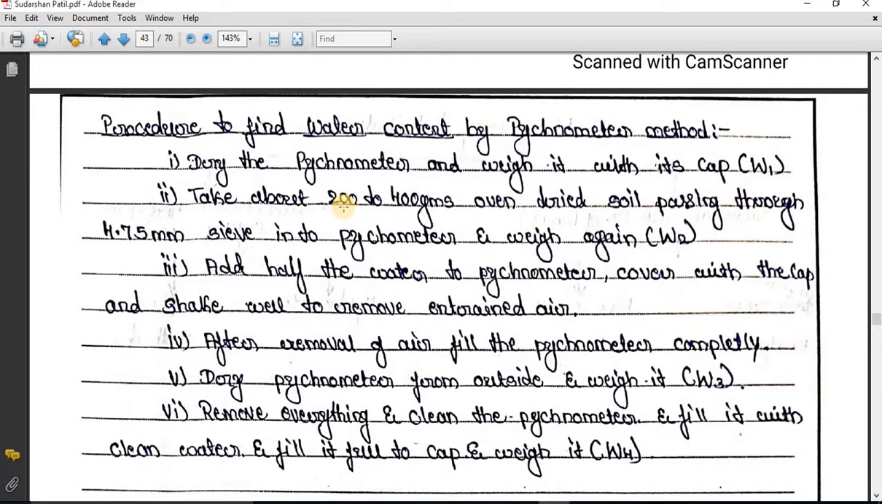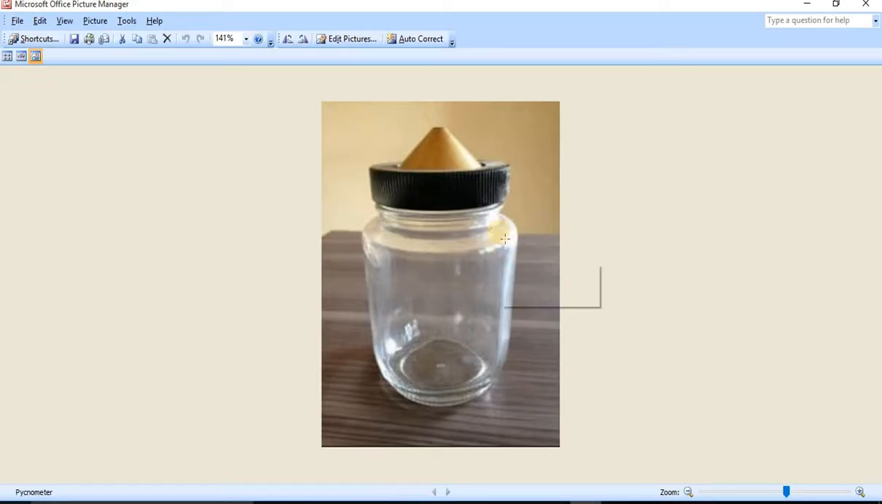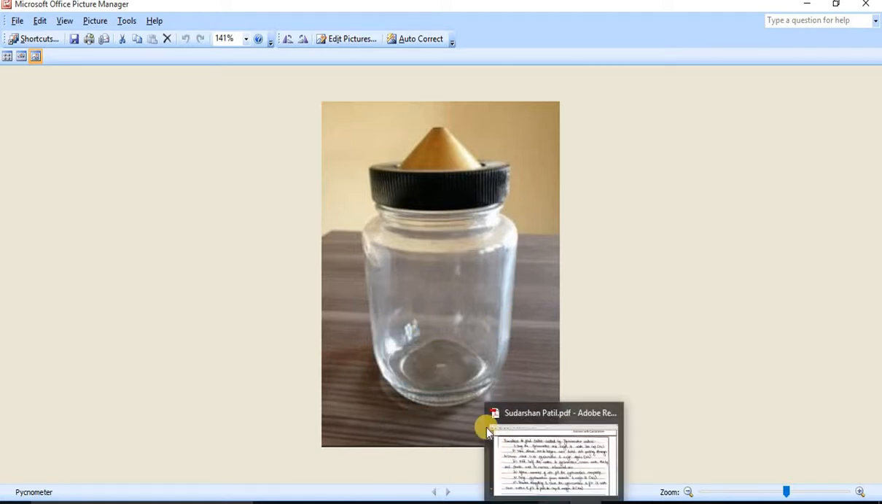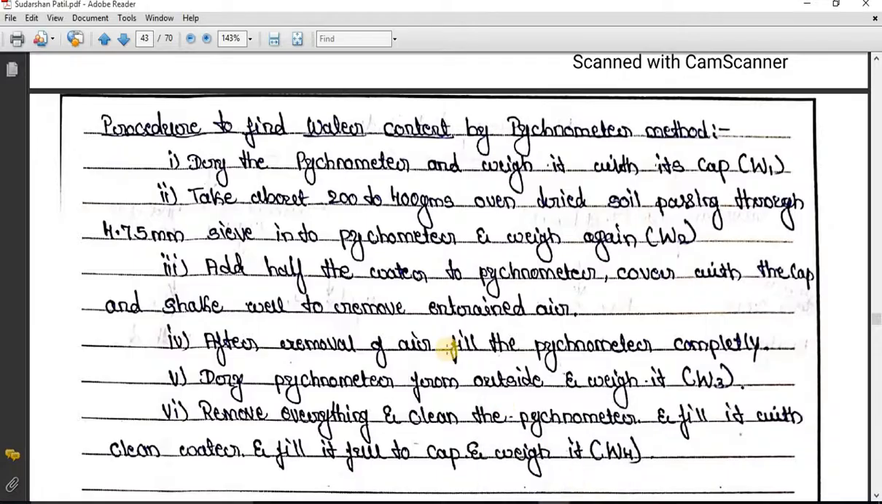It is very simple. You have to take the dry pycnometer and weigh it empty, and we are going to name it W1. Next, take 200 to 400 grams of oven dried soil, which should pass through a 4.75 mm sieve, and then weigh the pycnometer with it. That is going to give us W2. So W1 is the empty weight, and the weight of the pycnometer with 200 to 400 grams of soil sample gives us W2.